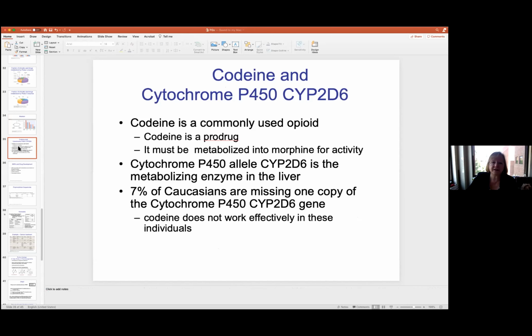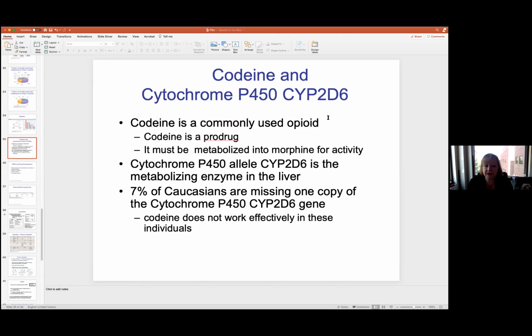So the next example is codeine and CYP2D6. And I think I told you about my mom. My mom is one of those people who must have been missing a copy of the gene, but basically codeine didn't do anything for her pain at all, because it's a prodrug, and therefore it needs CYP2D6 in order to be activated and metabolized into morphine, because morphine is the active form.